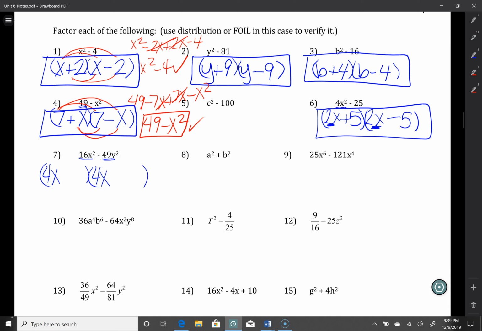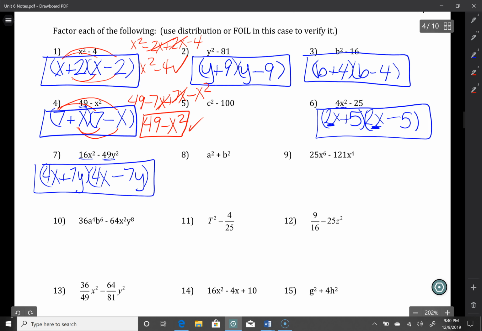And then what times what will give you a 49y squared? That will be a 7y and a 7y. One gets a plus, one gets a minus, done.